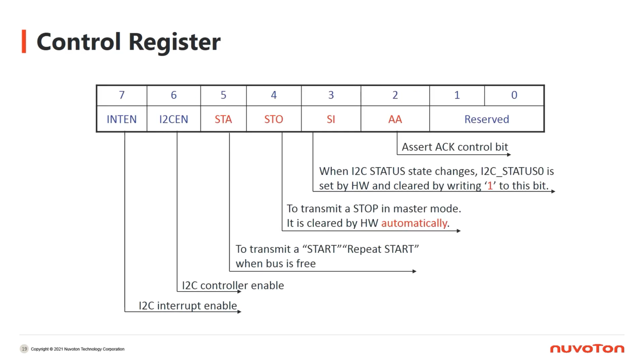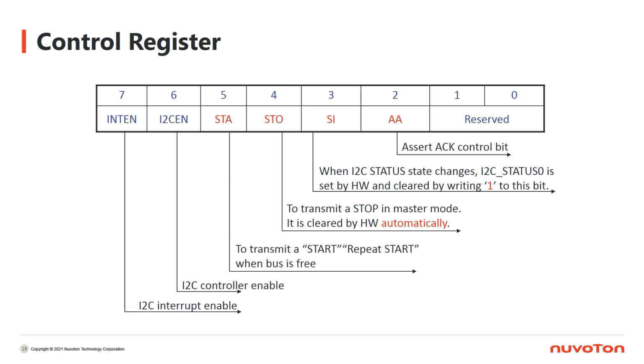The control register of I2C is used to tell the status of I2C. The INT-EN bit is used to define if I2C interrupt is enabled. The I2C-EN bit is used to disable or enable the I2C function. The STA bit corresponds to the start and repeated start condition. When STA is equal to 1, it is going to transmit a start or a repeated start signal when the bus is free. The STO bit corresponds to the stop condition.